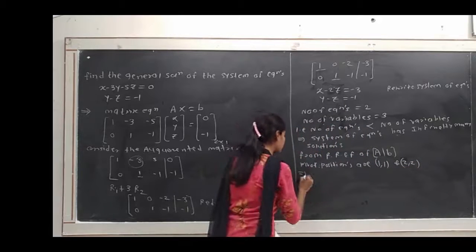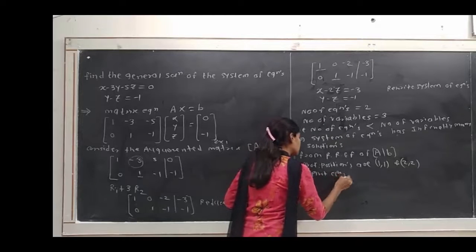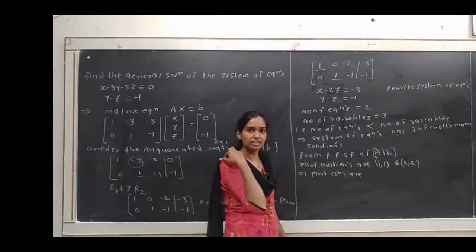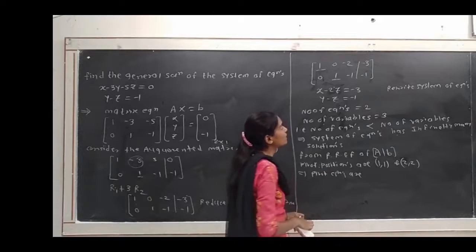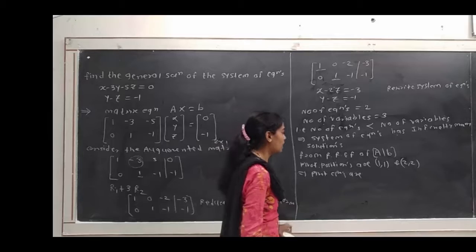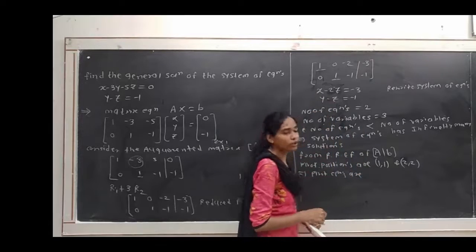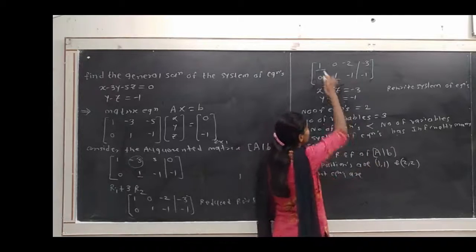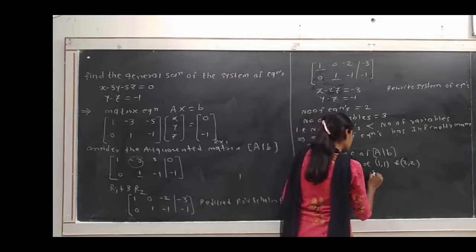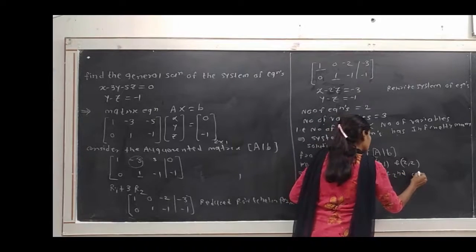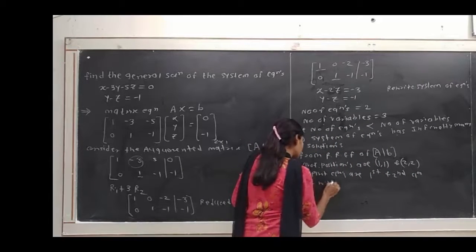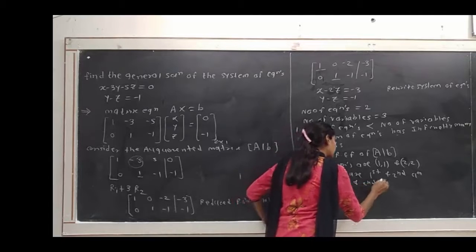From that, we find the pivot columns. We discussed how to find the pivot positions and pivot columns in the previous lecture. The first non-zero leading entry in each non-zero row is called the pivot position, and the column containing the pivot position is called the pivot column. So the 1 1 position is in the first column and the 2 2 position is in the second column. So the pivot columns are the first and second columns.